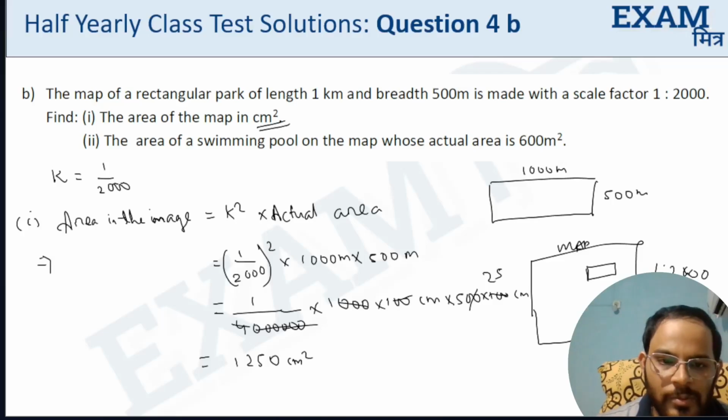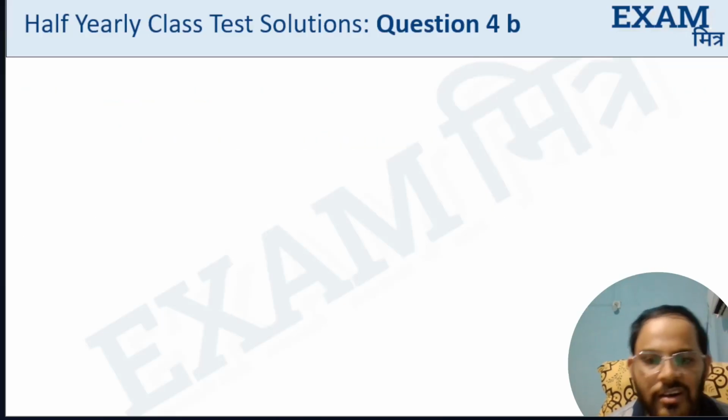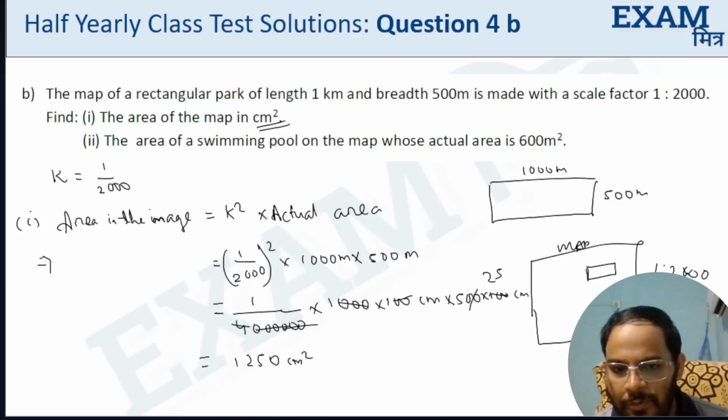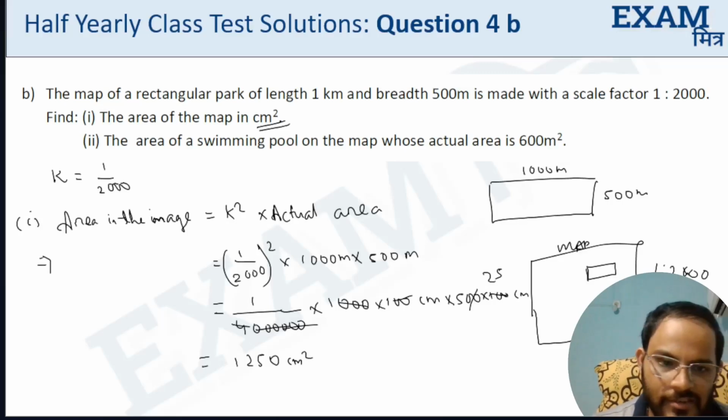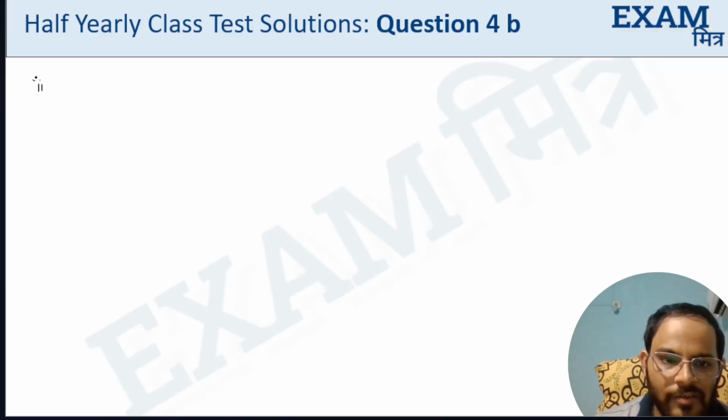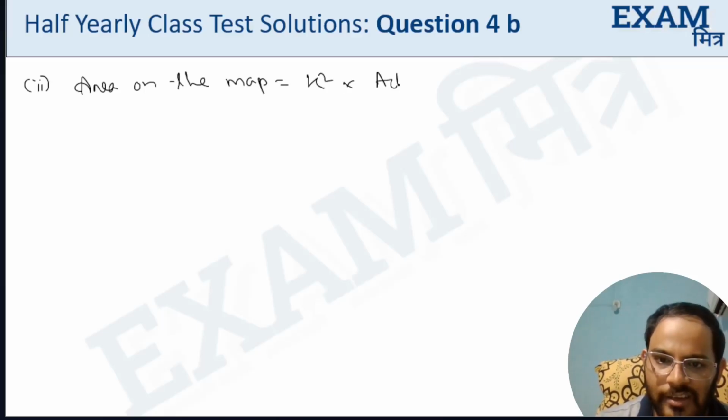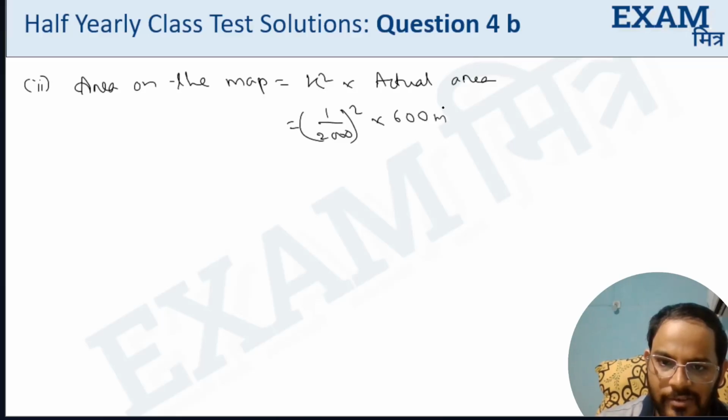Okay, now let's move to the second question. The area of a swimming pool on the map whose actual area is 600. Again with the same formula, area on the map equals k square times actual area. What is k square? (1 by 2000) whole square. And what is the actual area? It is 600 meters square.